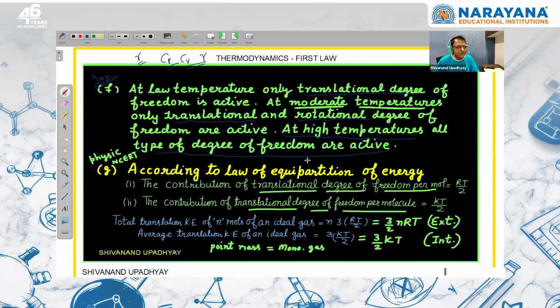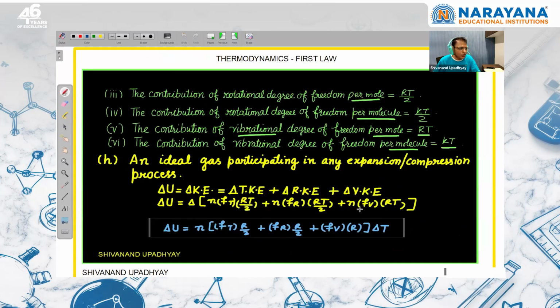So in physics, you study the law of equipartition of energy, that the contribution of translational degree of freedom is RT by 2 per mole, and this is per molecule, divide by Avogadro number, kT by 2. For rotational it is RT by 2, for vibrational it is RT, right? So these things you already know.